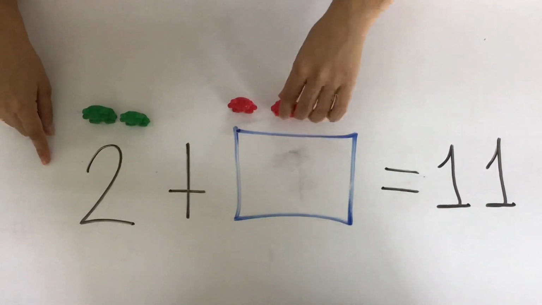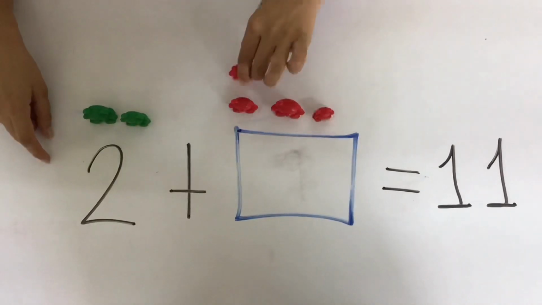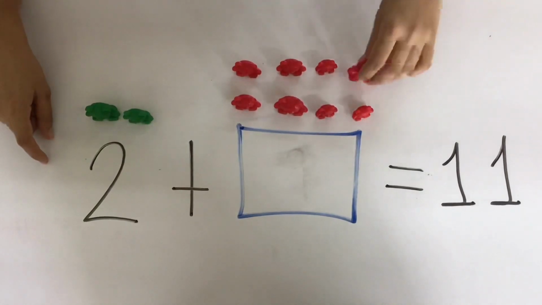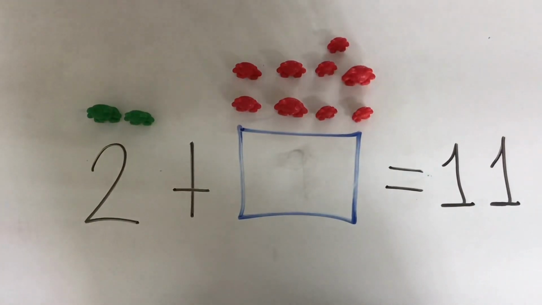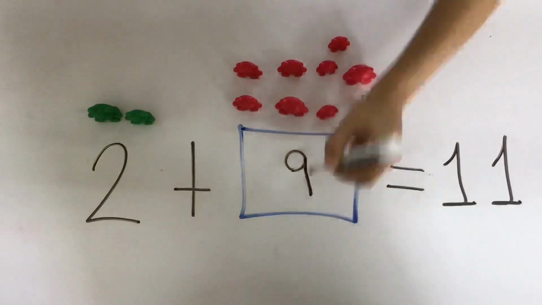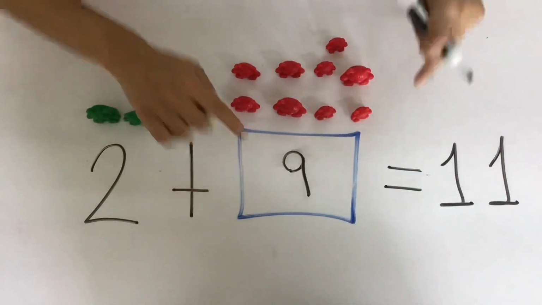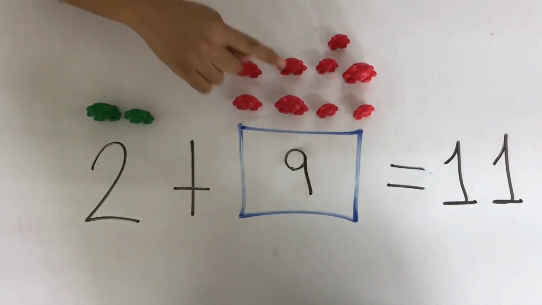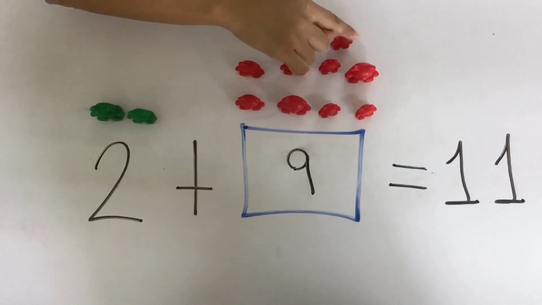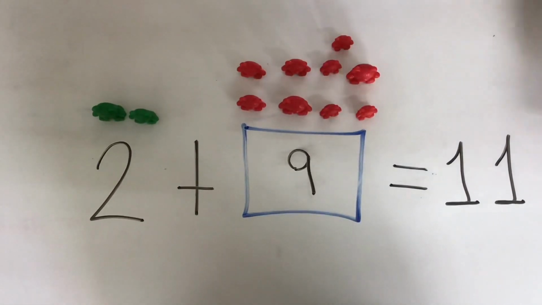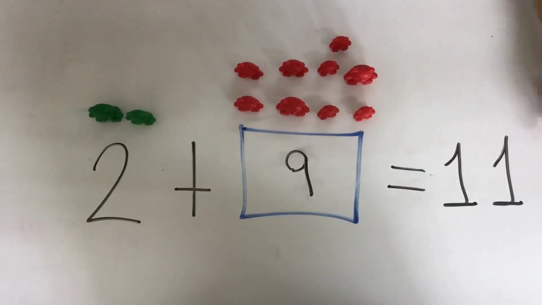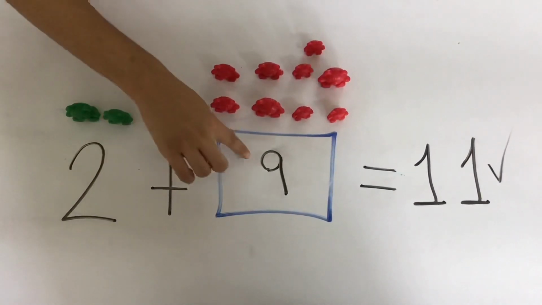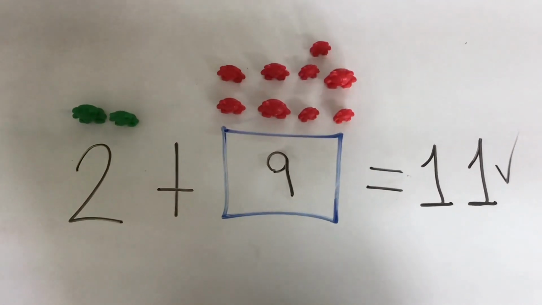1, 2, 3, 4, 5, 6, 7, 8, 9. Now, 2 plus 9 equals, let's count all the bears. 1, 2, 3, 4, 5, 6, 7, 8, 9, 10, 11. So my addition is correct. 2 plus 9 equals 11.